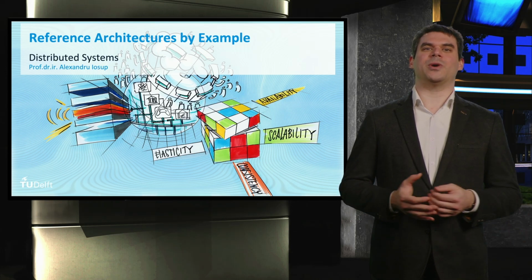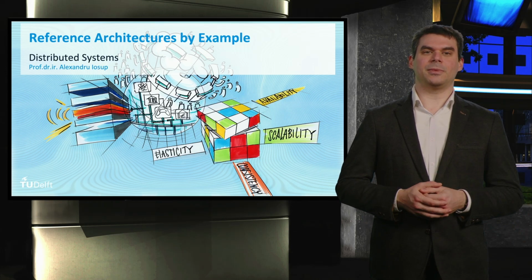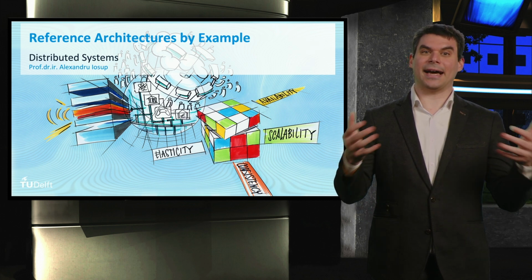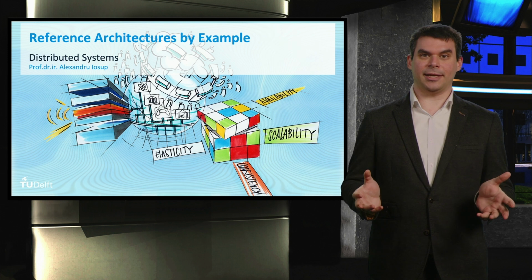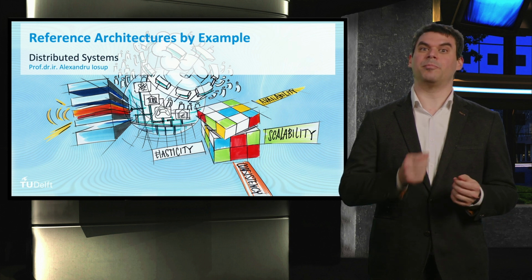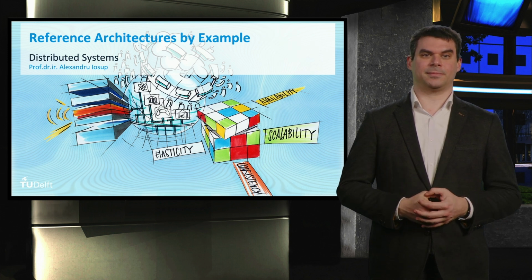An important instrument to understand the distributed ecosystem is its reference architecture, which is in effect a map of its components and how they work together. We will learn here about reference architectures by example, one by one.